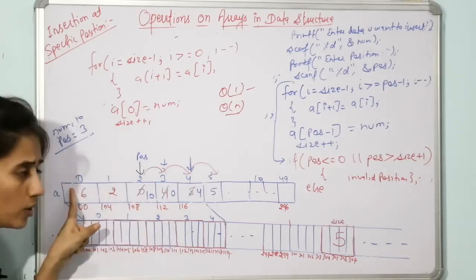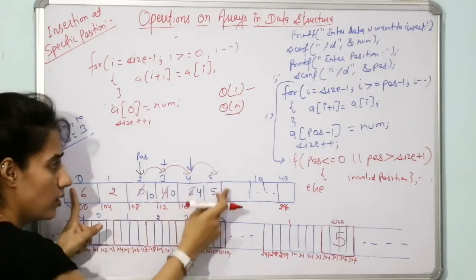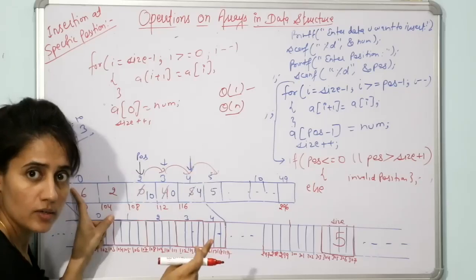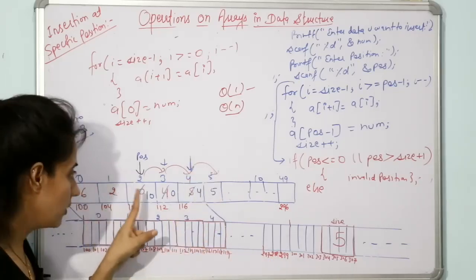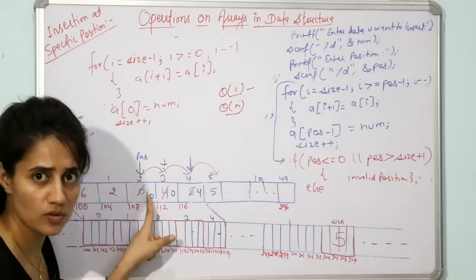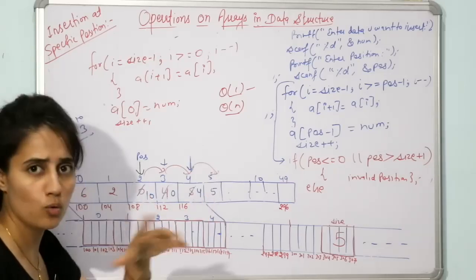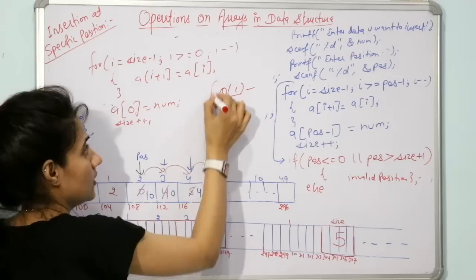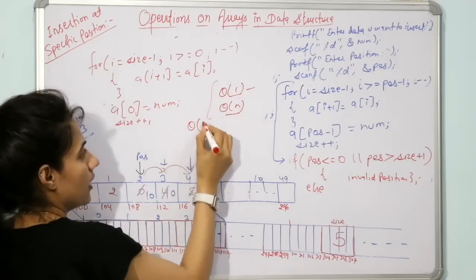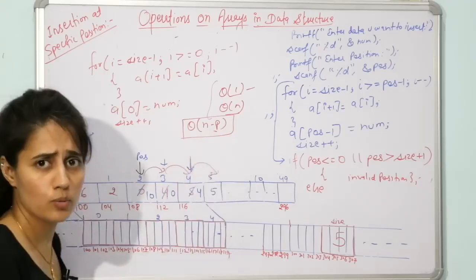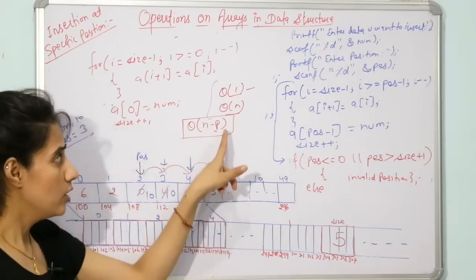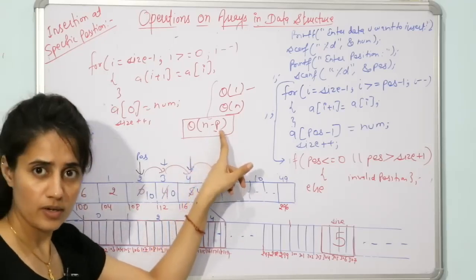If position is this one 1, then you have to shift all the elements, fine, that is n shifts would be there. If position is this one, then n minus 1 shifts, then position is this one, then n minus 2 shifts, like this. If position is this one, then no shift operations. So rather than writing this, you can also write theta n minus p, where p is what? Position. It depends on the position given, fine.